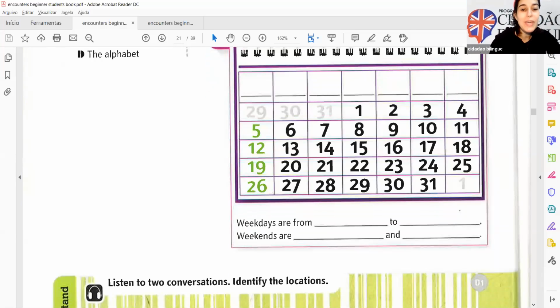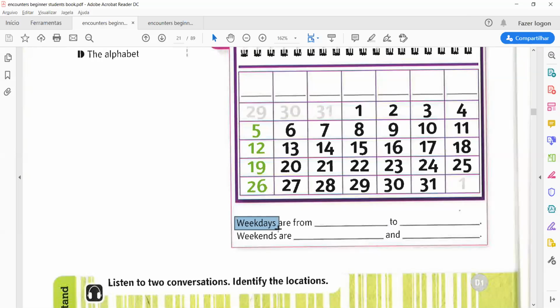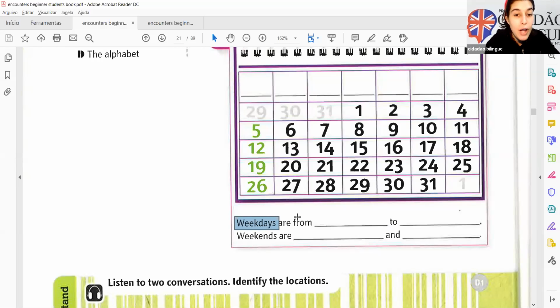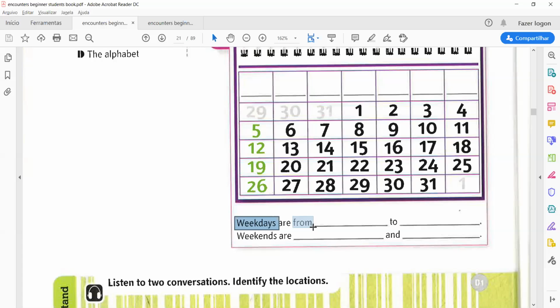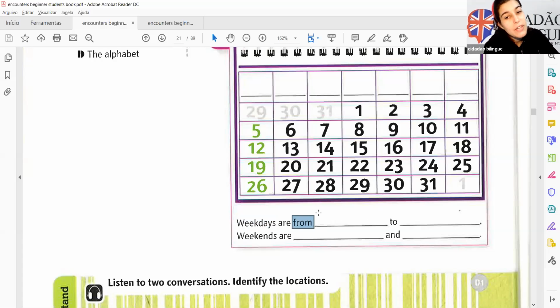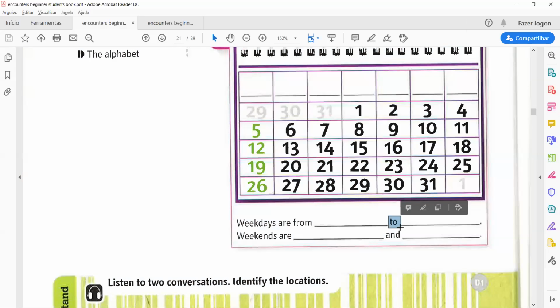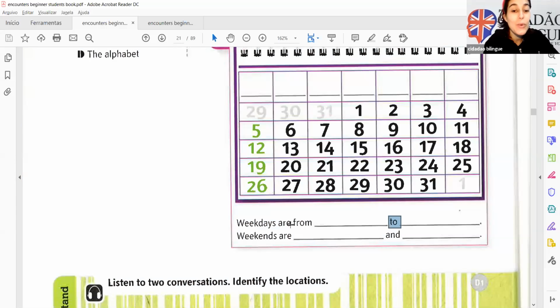Okay, so weekdays. Okay, weekdays. Who knows what is weekdays? Quem sabe o que é weekdays? São dias da semana? Yes, very good. Weekdays. Okay? Who said this? Larissa? Yes. Okay. Weekdays. Okay, dias da semana. So, weekdays are from... Okay? Are from... What's the first day of the week? Monday. Yes. Monday. To... Friday. Yes. Okay, so weekdays are from Monday to Friday. Okay?